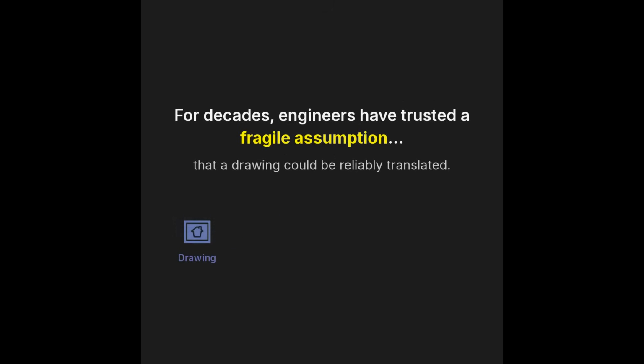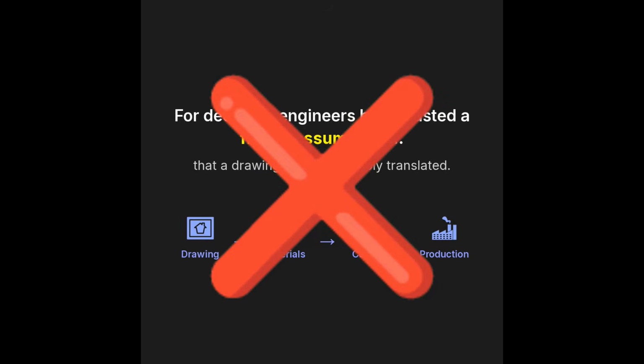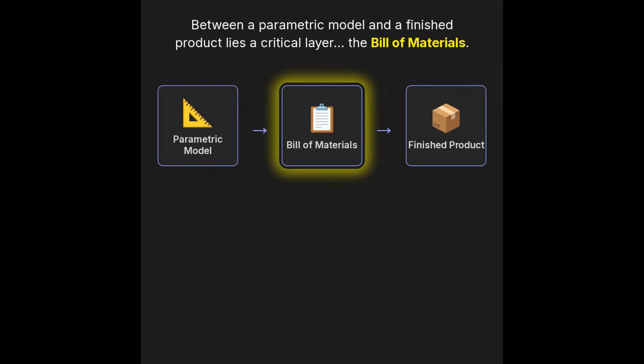Why parametric BOM is becoming the backbone of digital manufacturing. For decades, engineers and designers have trusted a fragile assumption that a drawing, once completed, could be reliably translated into materials, cost, and production steps. In practice, this assumption rarely holds. Between a parametric model and a finished product lies a critical layer where most errors, delays, and hidden costs are born: the bill of materials.